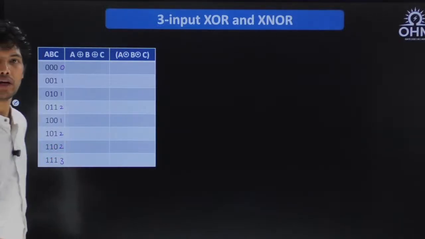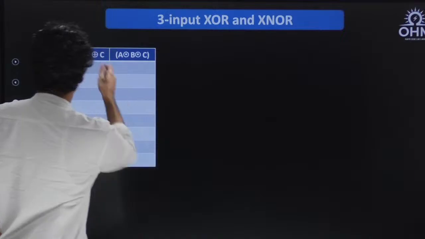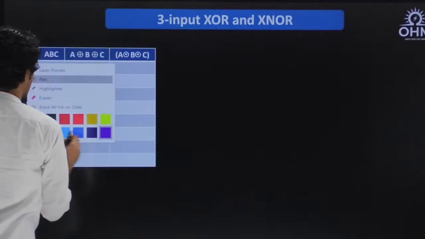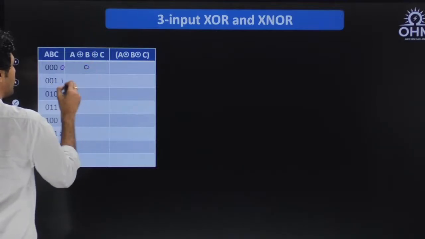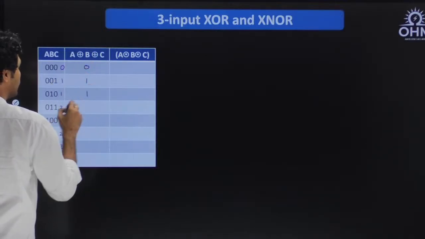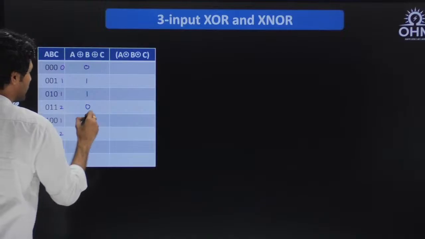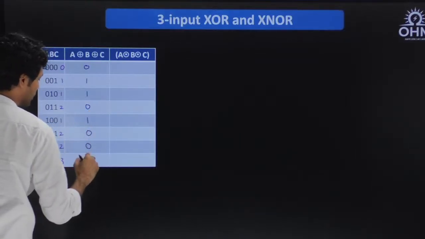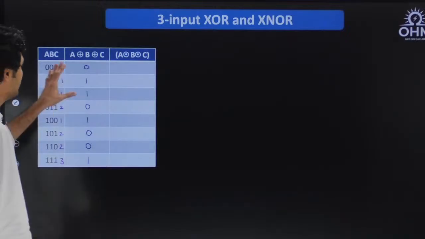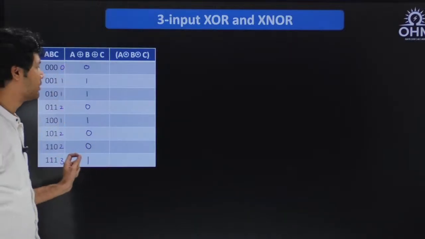Now decide whether they are even or odd. Depending on that, we can write here either 1 or 0. In the first case, an even number means 0. Odd number 1, odd number 1, even number 0. Odd number 1, even number 0, 0. Lastly, we have an odd number, 1. So this is about the 3-input XOR function.